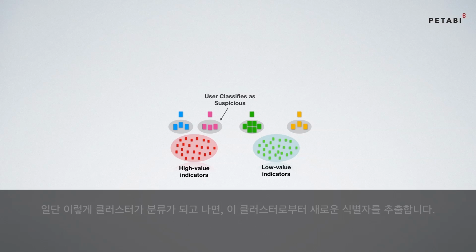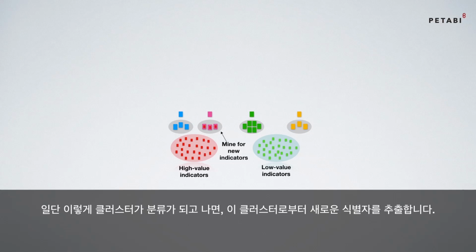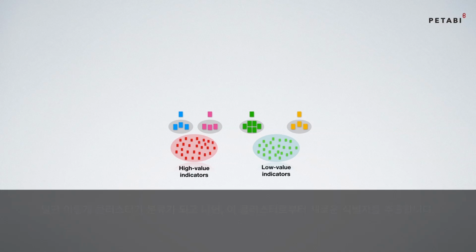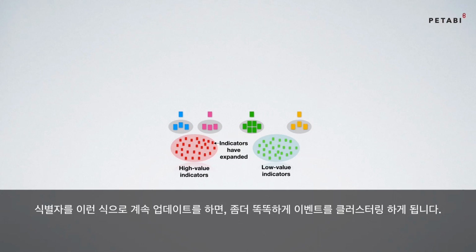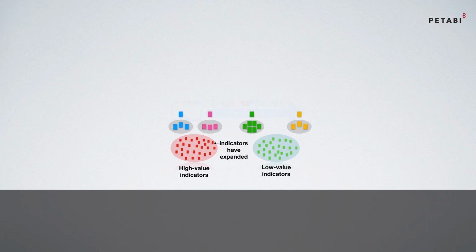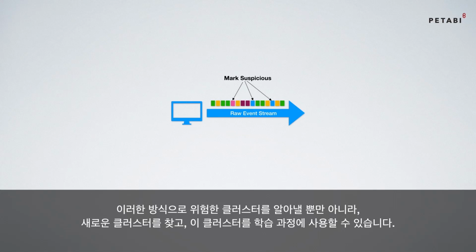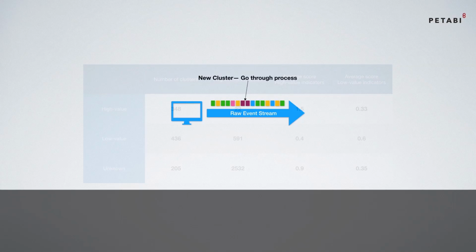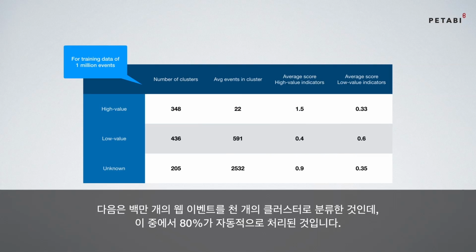Once that cluster is classified, we can mine that cluster for new indicators. Updating indicators in this way allows us to evolve the indicators so as to learn how to better qualify clusters. From this process, we can recognize suspicious clusters as well as identify new clusters and send them through the learning process. Current results for 1 million web events is about 1,000 total clusters, of which 80% is identified automatically.